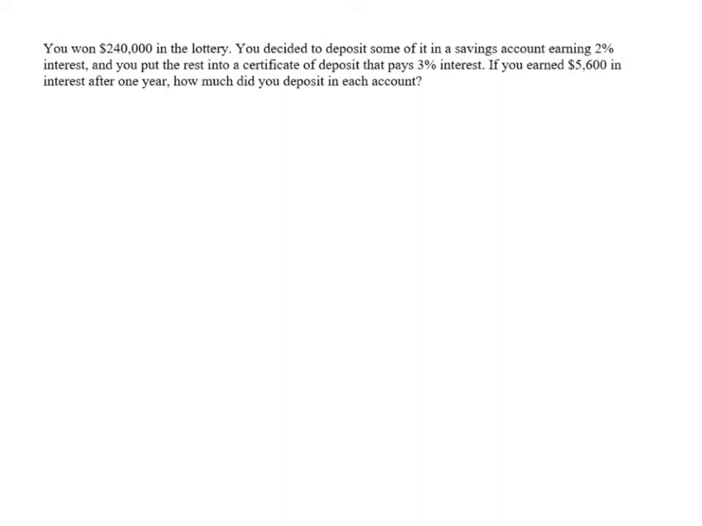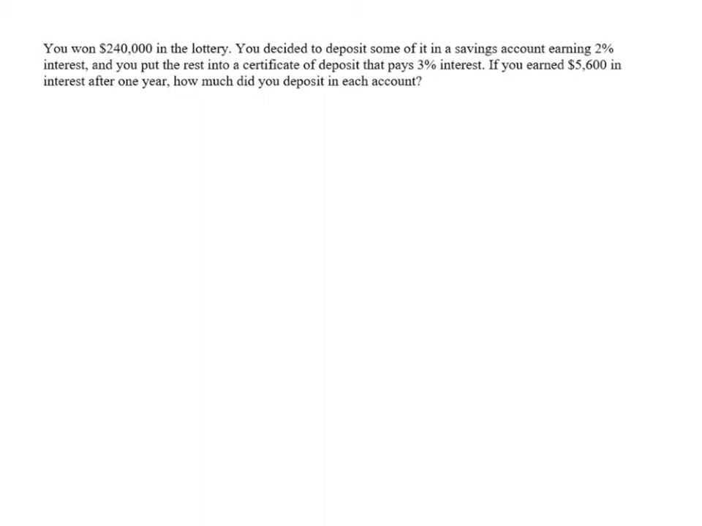You won $240,000 in the lottery. You decided to deposit some of it in a savings account earning 2% interest, and you put the rest into a certificate of deposit that pays 3% interest. If you earned $5,600 in interest after 1 year, how much should you deposit in each account?